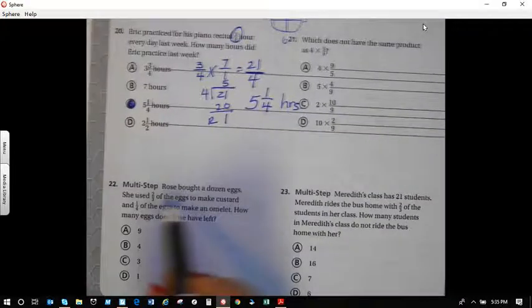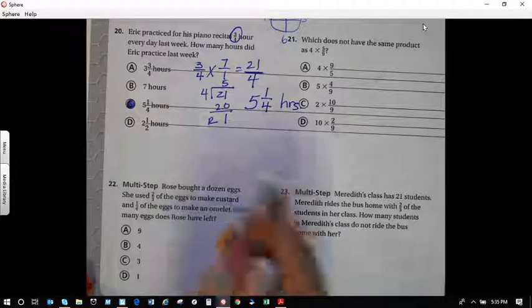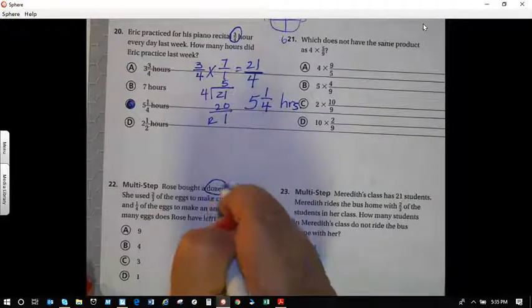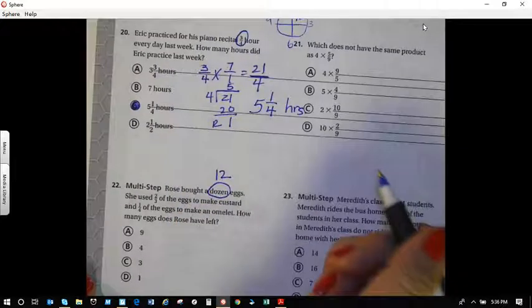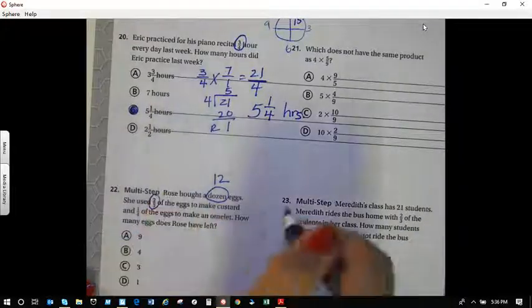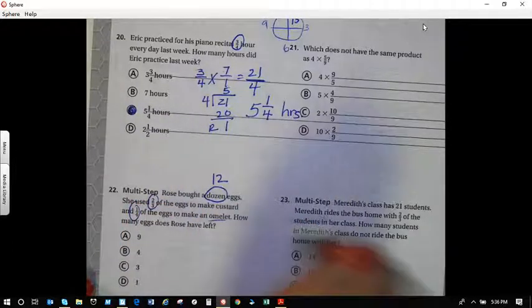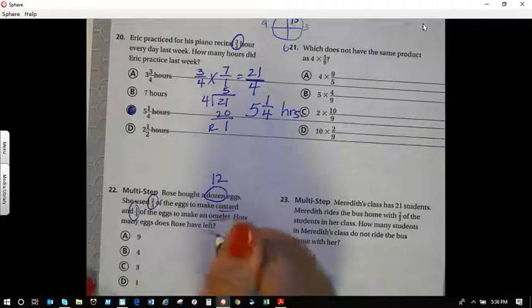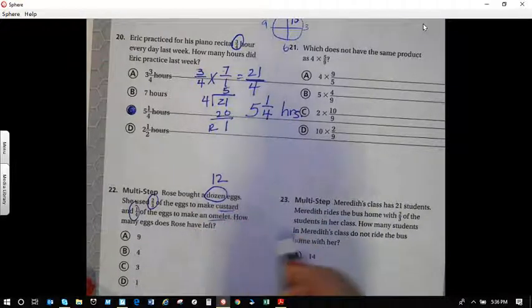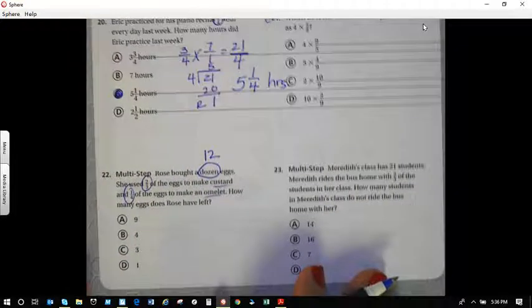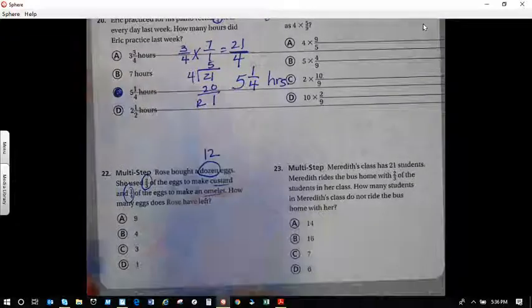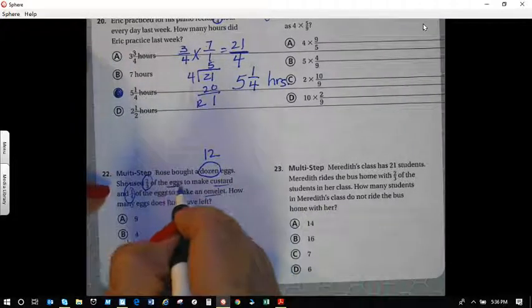All right, multi-step. Rose bought a dozen eggs. Uh-oh. What does a dozen stand for? I'm going to put the 12 above. She used 2/3 of the eggs to make custard and 1/4 of the eggs to make an omelet. How many eggs does Rose have left? All right, so now what do we have to do? We got to add this stuff up. So I have to add these eggs with these eggs to even find out.